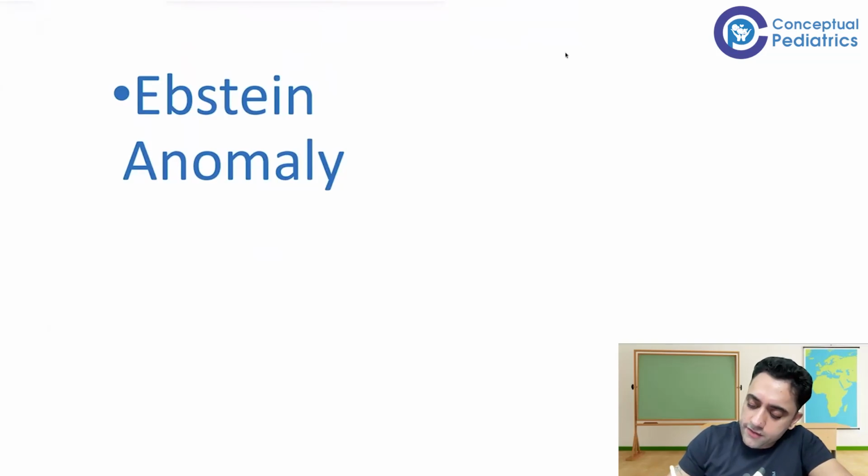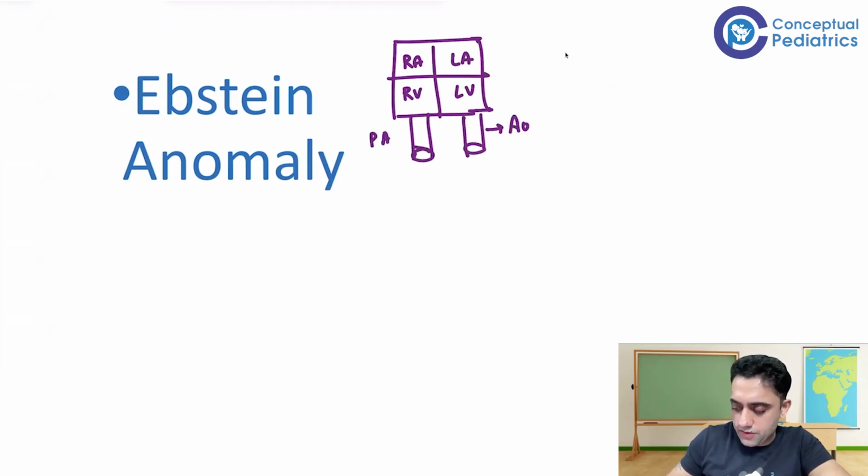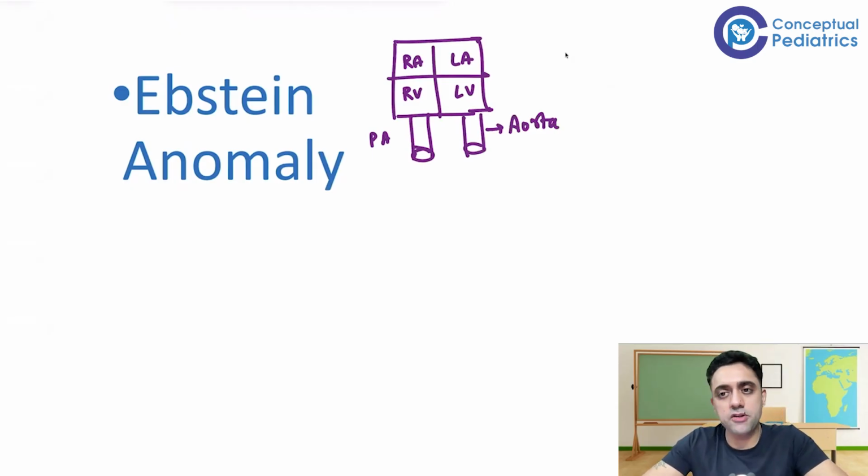So very importantly, we all know in a case of Ebstein anomaly, this is the four-chambered structure of the heart. We have the right atrium, right ventricle, left atrium, left ventricle. This is the pulmonary artery and this is the aorta. This is the basic anatomy of the heart: right atrium, right ventricle, left atrium, left ventricle, pulmonary artery, and aorta.